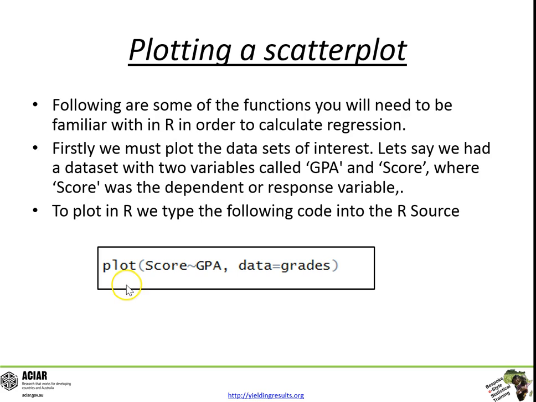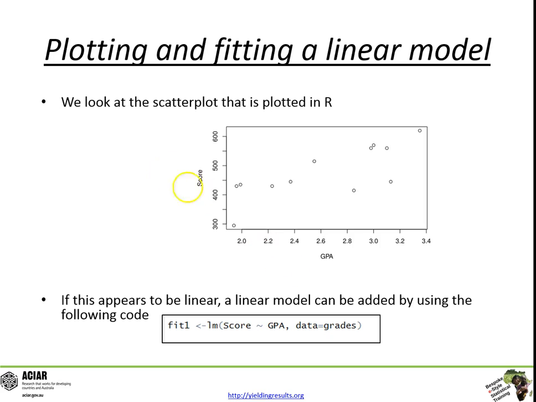We'll plot it, and we just use this very simple code. Plot, open brackets here, score tilde GPA, and then we have our data. Data is grades, and when I read it in, I did use a small letter for the g, so this must be case sensitive and must match what you've called your data when you read it in. So here we can plot, and the output from that command gives you your GPA here on the X and the score on the Y, and you can see there's a bit of a relationship, but we don't know yet.